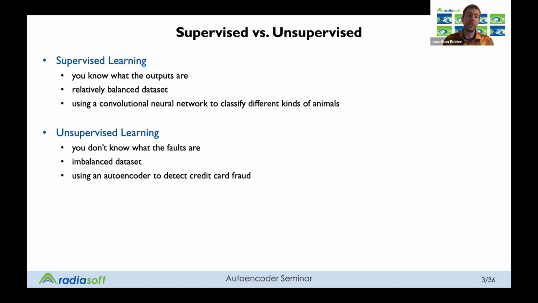And then a classic example, and this is actually the focus of the Jupyter notebook that we're going to send out, is using an autoencoder to detect credit card fraud. In that case, you have a lot of normal transactions, and then you have some fraudulent transactions, and you basically train the autoencoder to understand what a normal transaction is, and then detect what an abnormal transaction is based on how well it reconstructs the data.